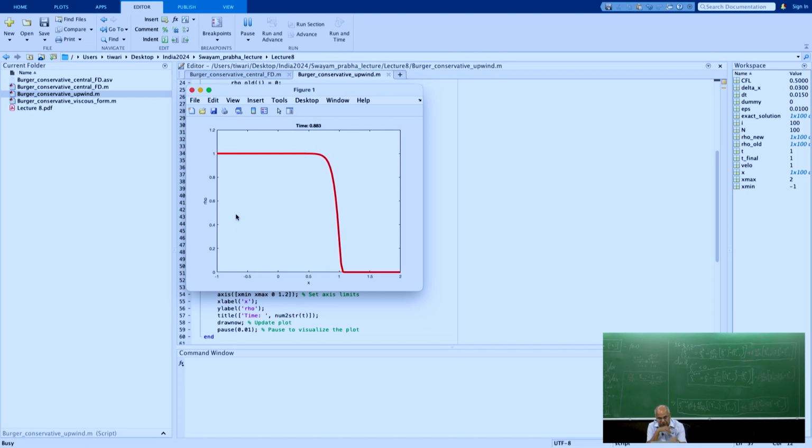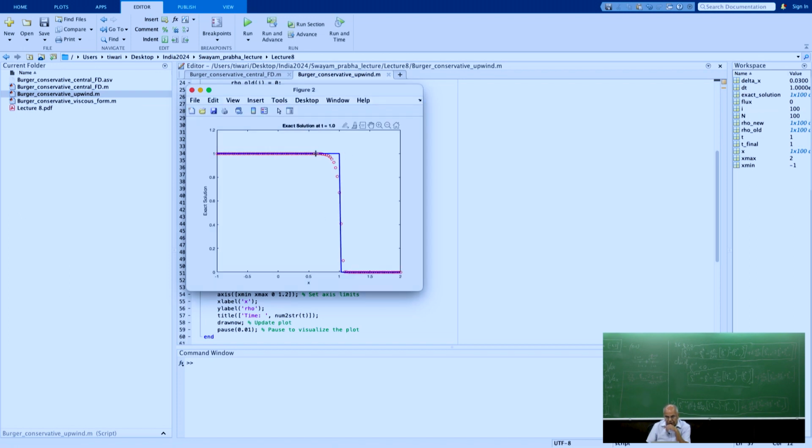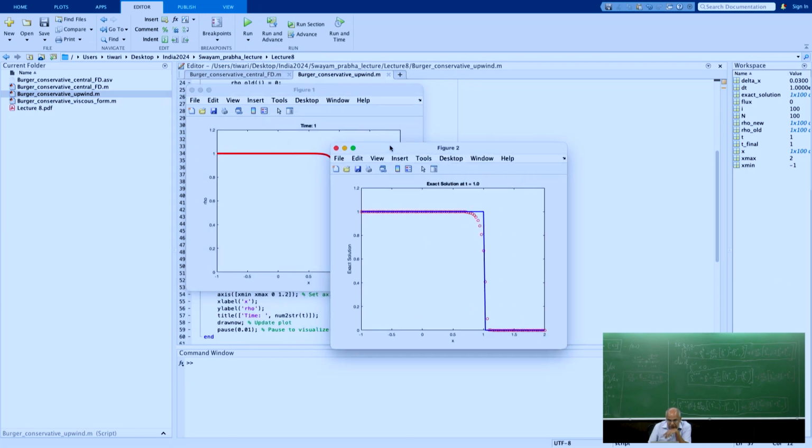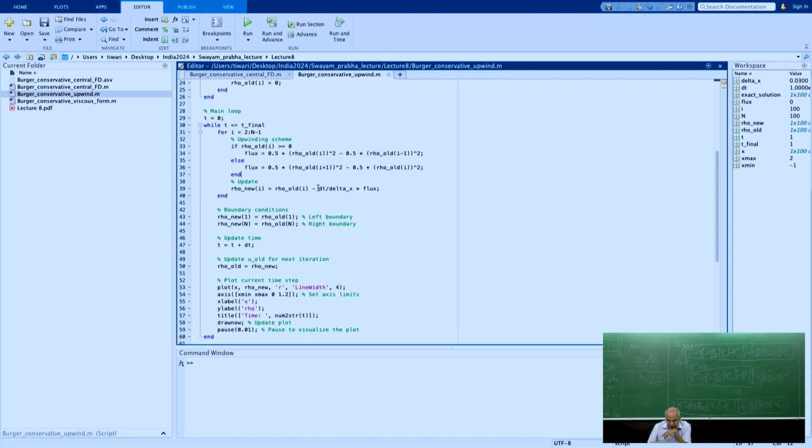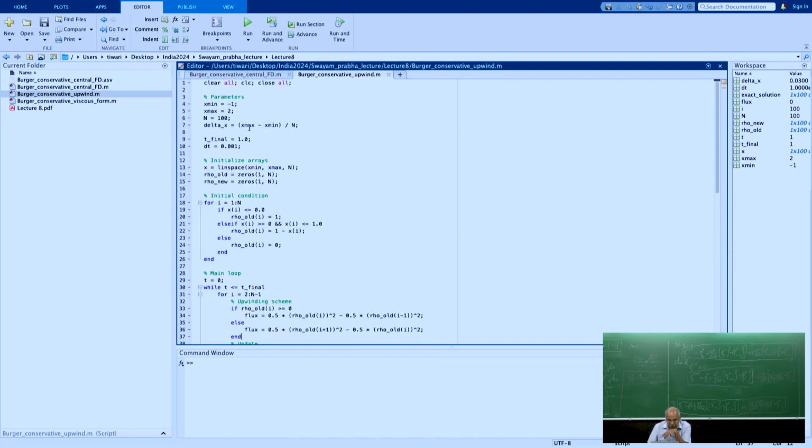Let us plot the final time step, where our exact solution is at t equal to 1, and see the difference between the exact solution and the numerical solution. Here the exact solution is the blue one, and this is our numerical solution. Now let us decrease our epsilon. We take epsilon even 10 times smaller than that. What will happen? Let us check.